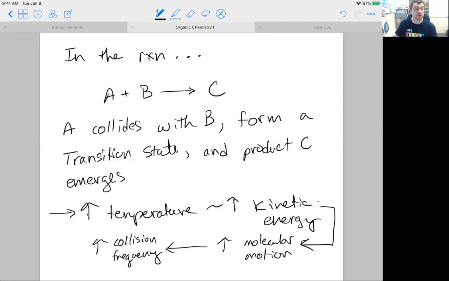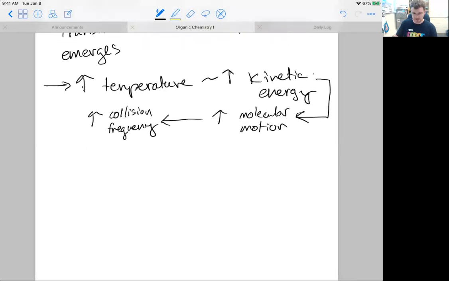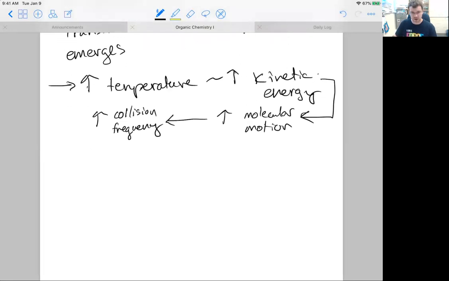You could do the exact opposite for cooling. As you cool things down, you decrease movement, you decrease kinetic energy, you decrease collision frequency, you decrease the likelihood of a reaction actually occurring. There's another way of looking at this, and that is the Boltzmann frequency distribution. The Boltzmann frequency distribution looks like this. It's often just called the Boltzmann distribution.